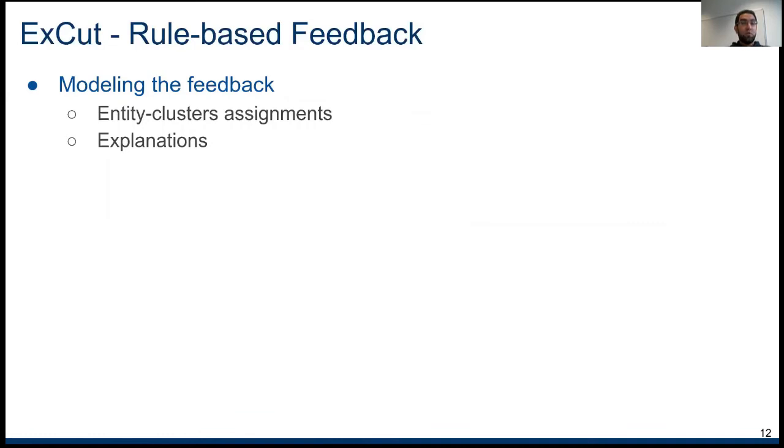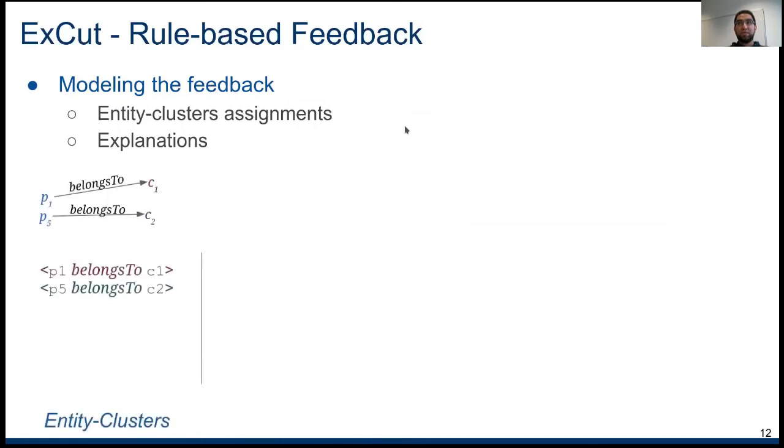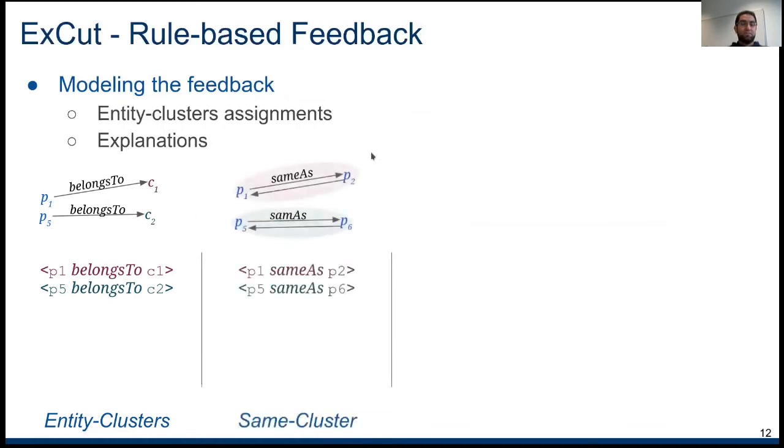In other words, we want to reflect the structures captured through the learned rules, yet avoid overfitting the embedding model to them. For that, we investigated 4 different strategies. First, using entity cluster assignments directly as training data. For that, we add new entities representing the clusters. The second one is same cluster, where instead of adding entities for the clusters, we only add a same-as relation between the entities from the same cluster. Here, B1 and B2 belong to the same cluster.